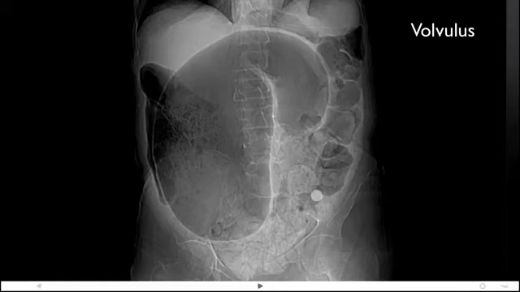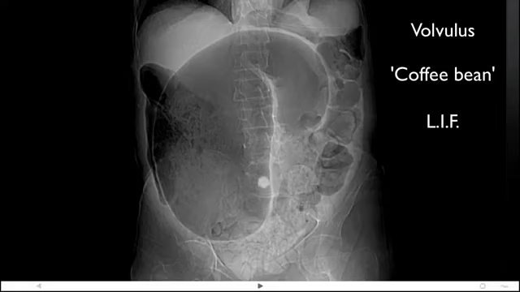In this film, we can clearly see the coffee bean, or the so-called bent inner tube sign, as an extremely dilated single loop of bowel within the abdomen. This loop of bowel appears to arise from the left iliac fossa and runs up towards the right upper quadrant before turning and coming back down. This is most likely to be consistent with a sigmoid volvulus.